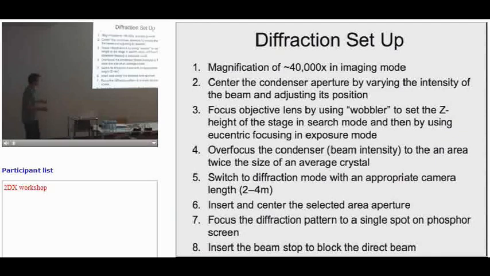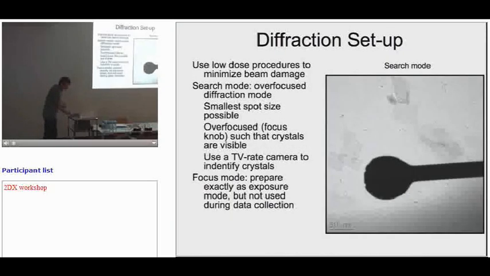The next thing is you focus the diffraction pattern to a single spot, and then you insert the beam stop. Because if you don't insert the beam stop, you'll burn your CCD in one or two images. The direct beam is extremely intense. And then you use low dose.